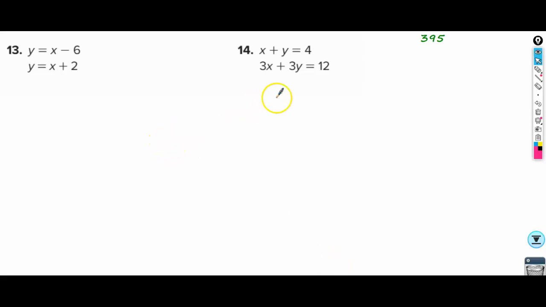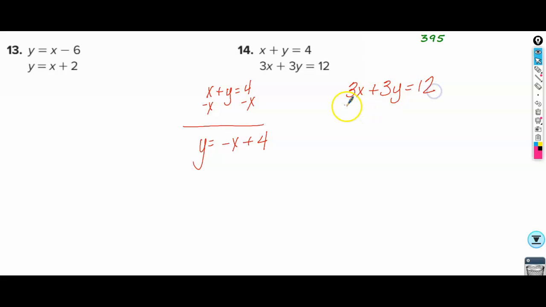Okay, number 14. Now we're having a problem because these are not in slope-intercept form. So x plus y equals 4, pretty close to slope-intercept form. We just need to subtract x from both sides, and that gives us y equals -x plus 4. And then over here we have 3x plus 3y equals 12. Subtract 3x from both sides.